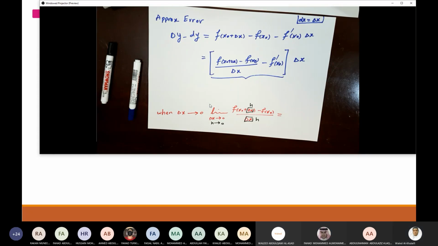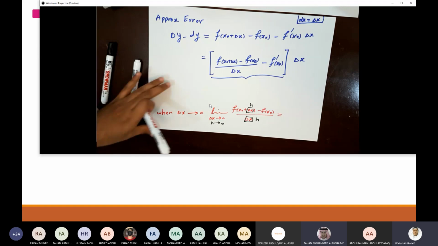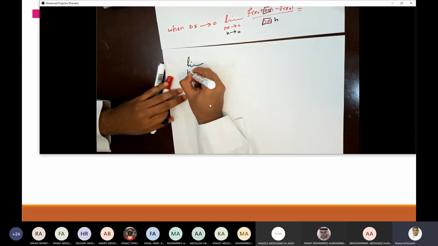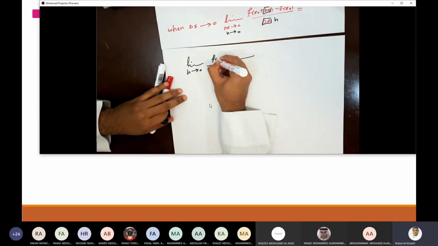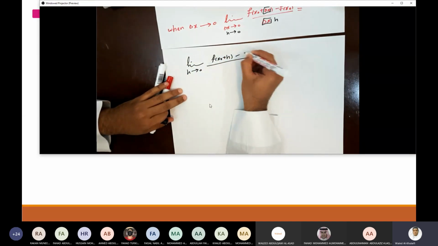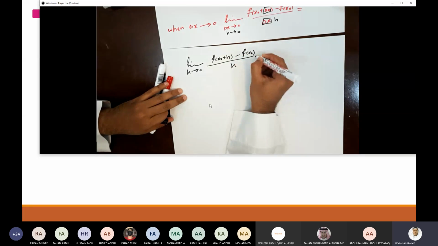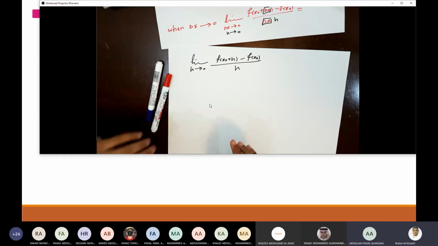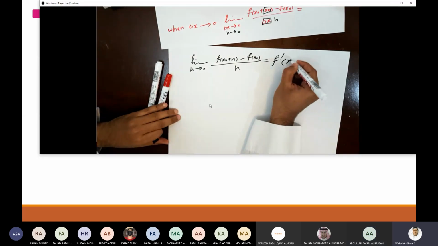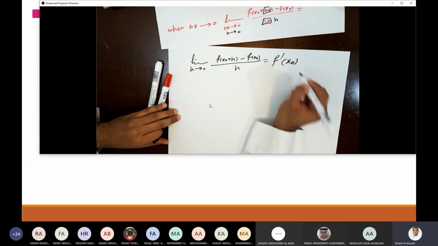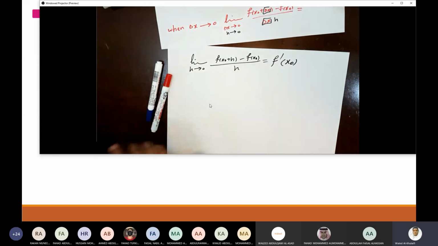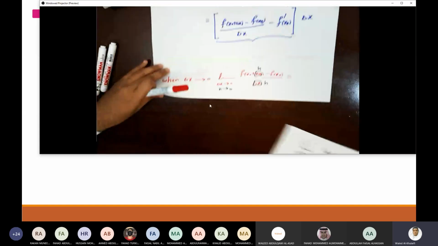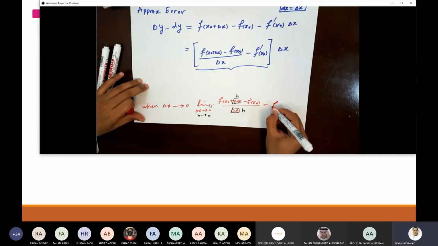0/0. Yes, 0/0, but okay, let me write it again on a new paper. Limit as h approaches 0 of f of x naught plus h minus f of x naught over h. dy over dx. This is the derivative of f evaluated at x naught, because we are putting in x naught. Okay, guys? So this is the same as f prime of x naught.